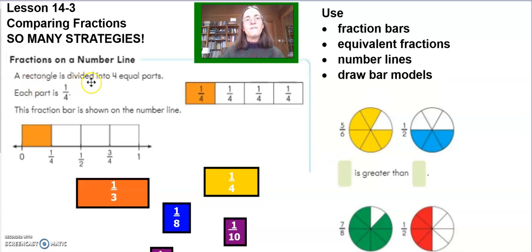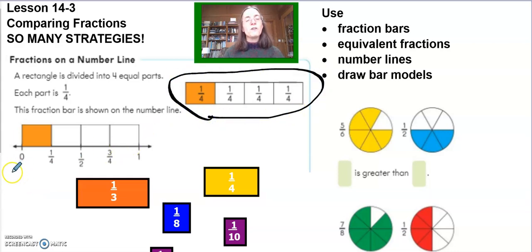So a rectangle is divided into 4 equal parts. Each part is 1/4. Now these right here are the bar models, and it just looks exactly like a bar model. And I love bar models because they're so great for fractions. But do you notice how we can also think of a bar model as a number line? This really helps me when I'm using bar models for elapsed time problems like on the online Math League contest. So helpful.